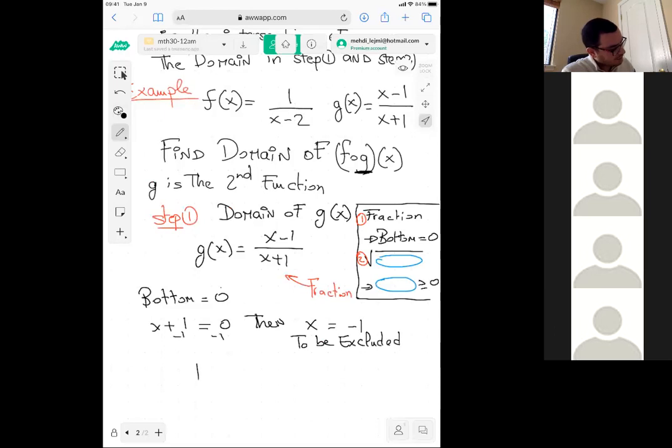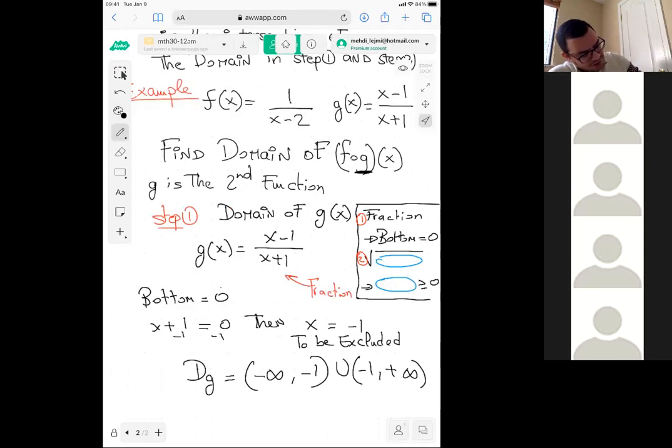So the domain of g, D subscript g, is any real number except -1. I'm going to use parentheses to exclude -1, union, of course, -1 to positive infinity. So that's the domain of g. That's the first step: you need to find the domain of the inner function, which is g of x.